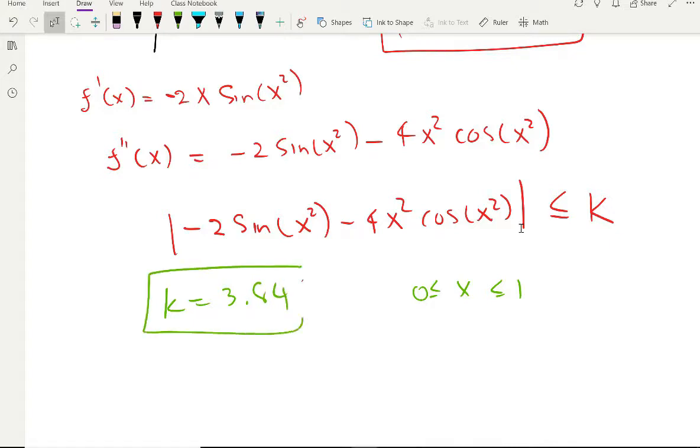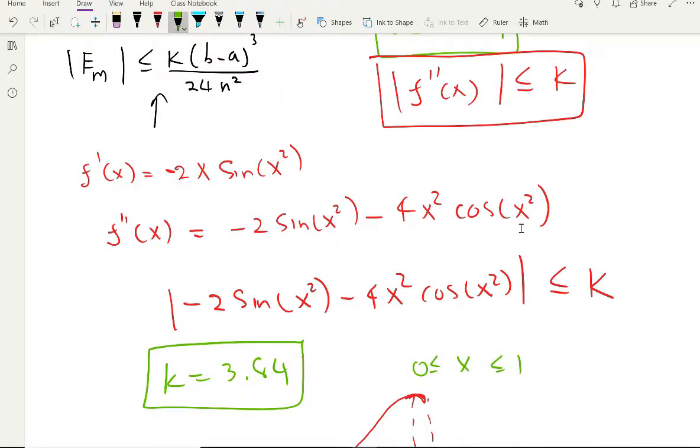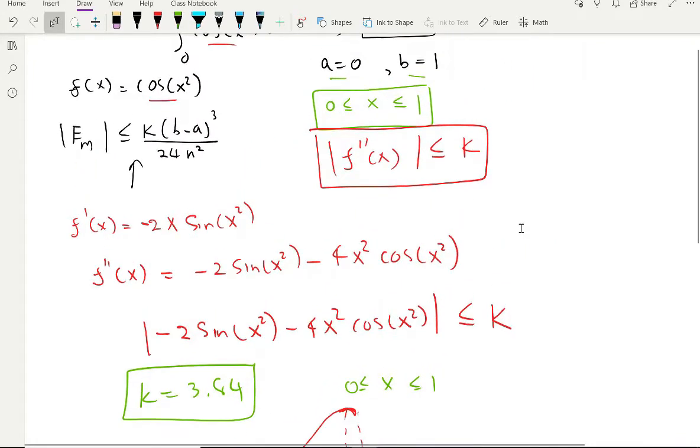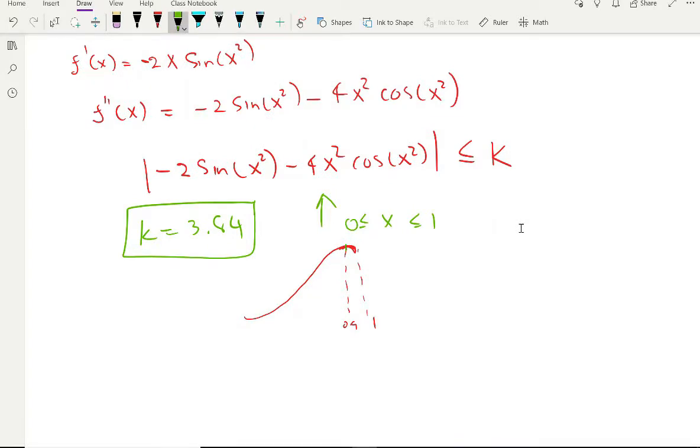Does that make sense? Okay, so if you zoom out there, you have something like this, and this occurs at 0.9 and this is 1. So really, unlike our problems in the previous video, we cannot just plug 0 or 1 into the second derivative here and find K. Because at x equal to 1, you don't get the maximum. It reached the maximum just before 1.